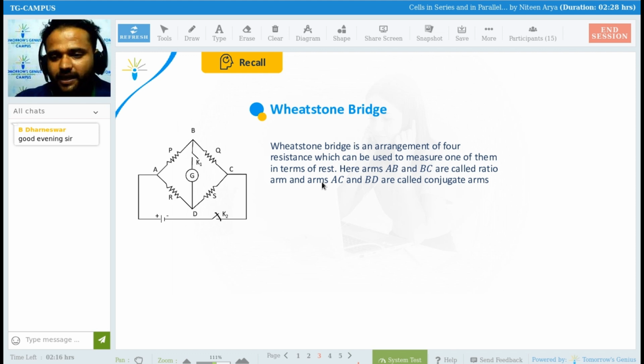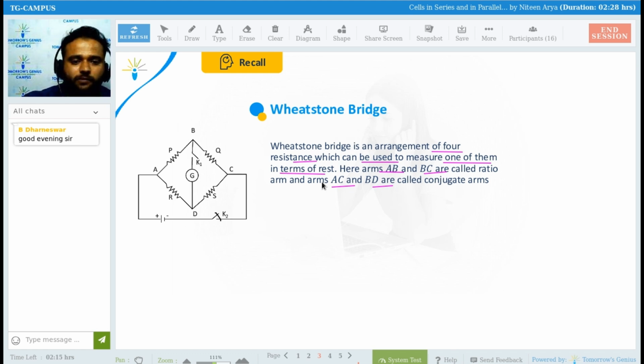A Wheatstone bridge is an arrangement of four resistors which can be used to measure one of them in terms of the rest, meaning one resistance in terms of the others. Here arms AB and BC are called ratio arms, and AC and BD are called conjugate arms. This is just the naming; we don't need to even think about this. But what is the main concept here? What is the main catch here?